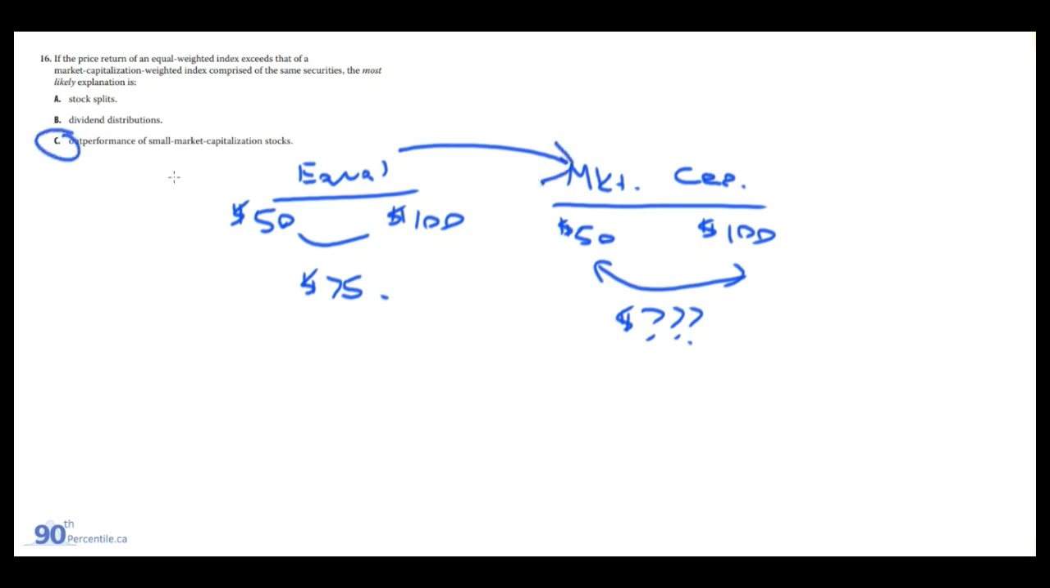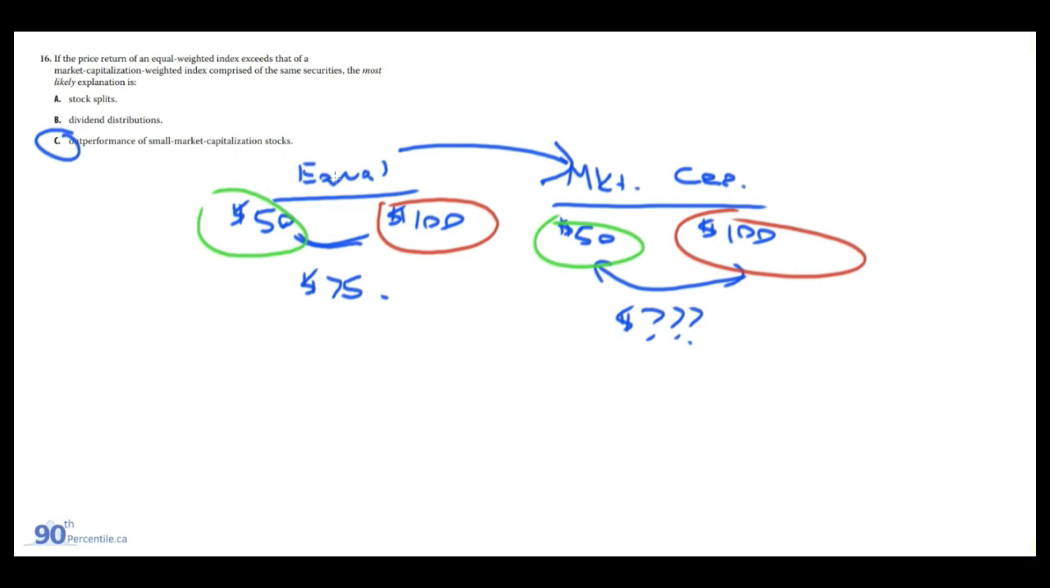So we must have had small cap stocks that are, let's just keep it really simple. Let's say there's two stocks. This one here, the 50 is small cap, the 100 is large cap. So in an equal weighted index, if this $50 stock went up to 100 and this 100 stayed the same, then there's going to be a big return from this index, right? Because like half of the index's value is doubling.